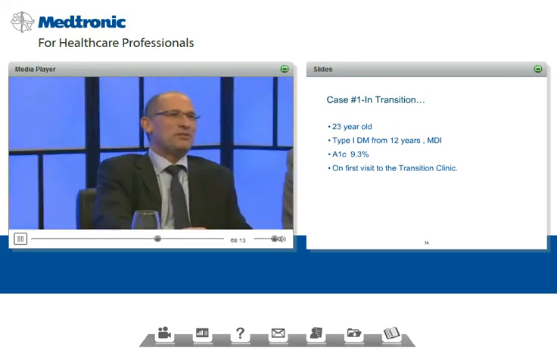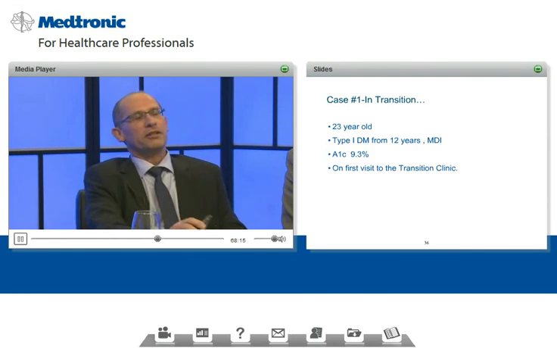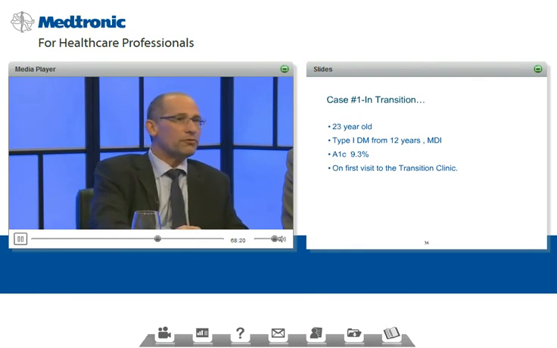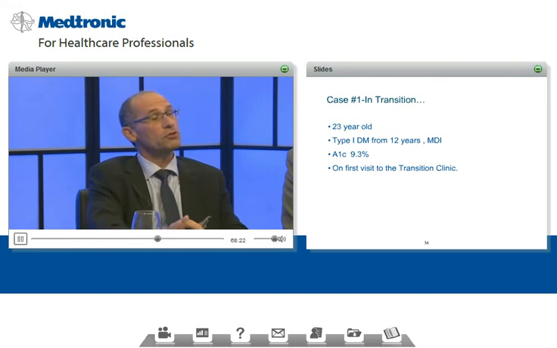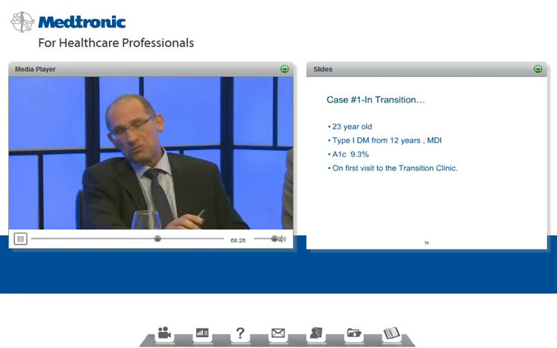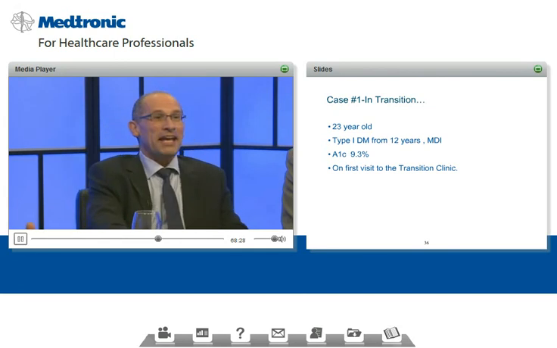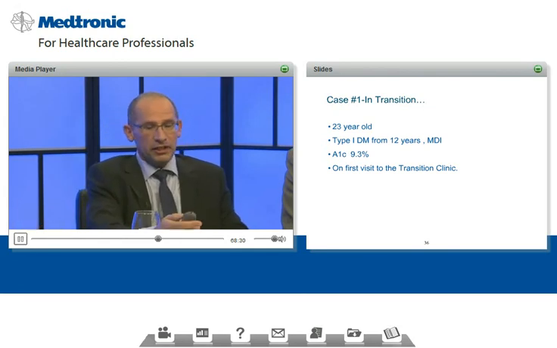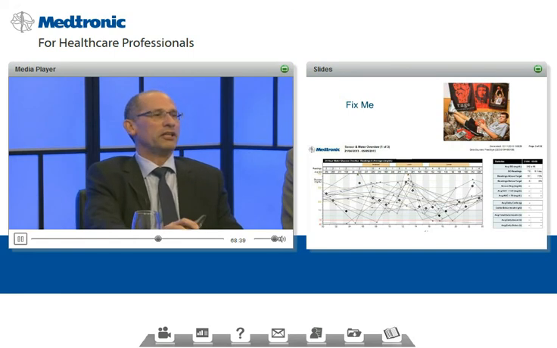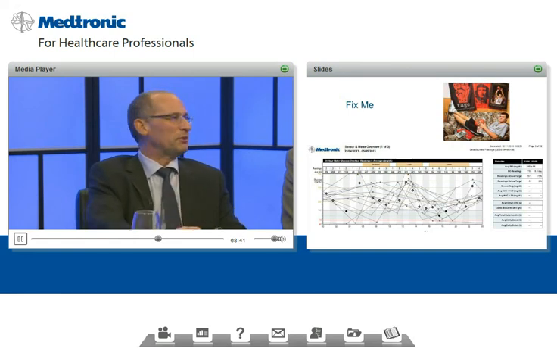So let's look at this patient who is 23 years old, is not that old, and our transition actually is from 17 to 25. He has type 1 diabetes from the age of 12, and he's using multiple daily injections. And his A1C is 9.3, not a rare occurrence, right? And he comes to our first visit to the transition clinic. That's how he looks. He's very hard to get information out of, and he wants to be better. He tells you, fix my glycemic control.